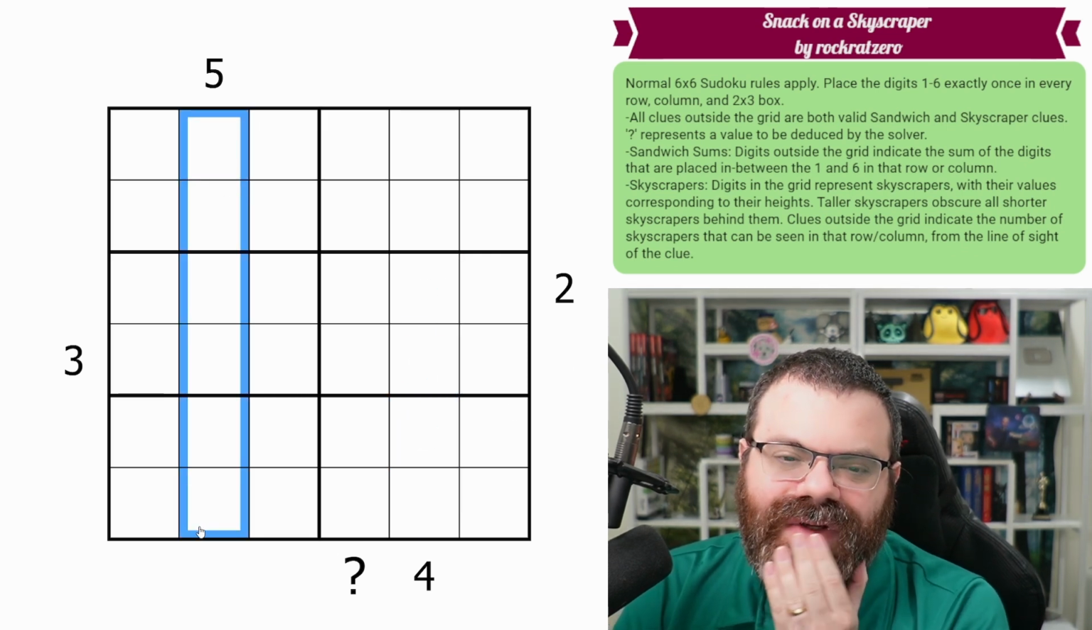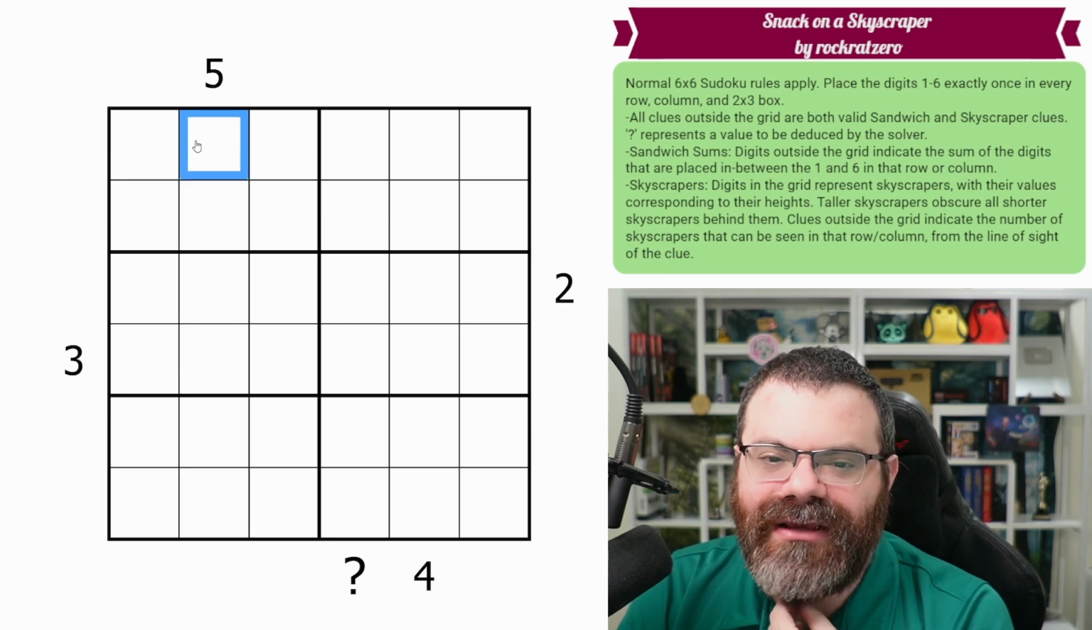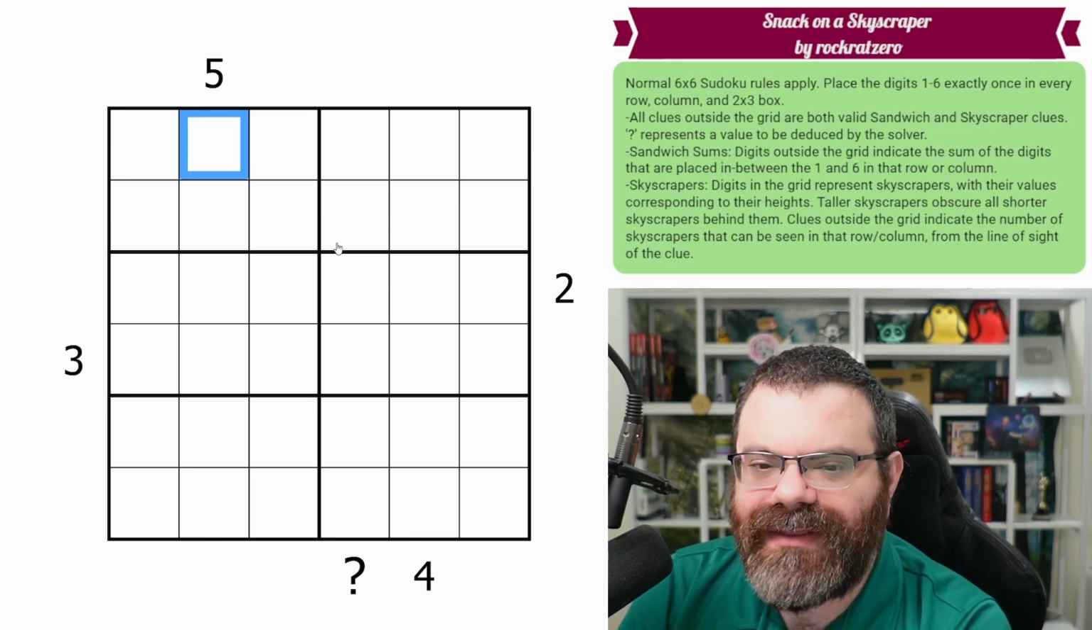Maybe the 5 is the most interesting one because we need to just be increasing mostly. So if you think about it, this can't be larger than 2.